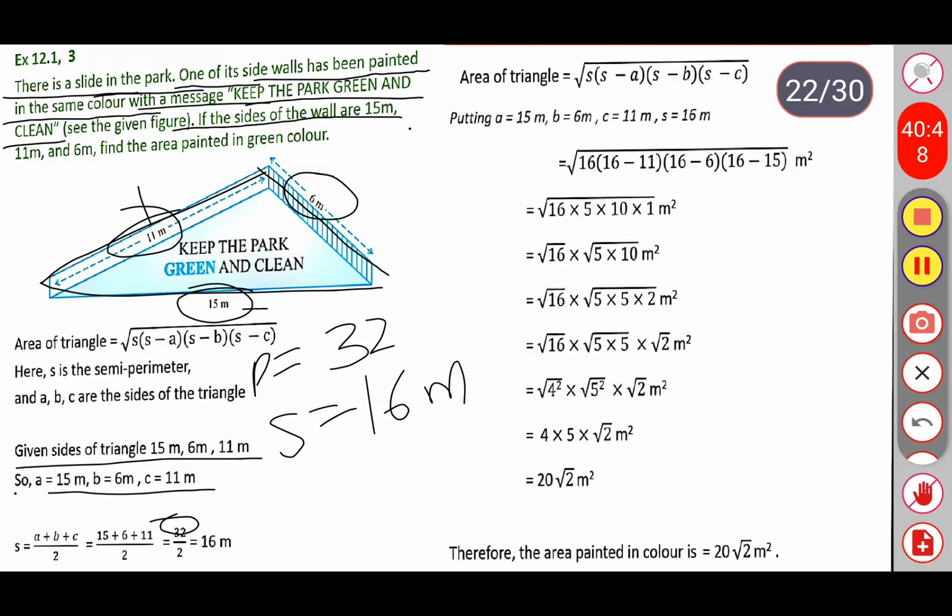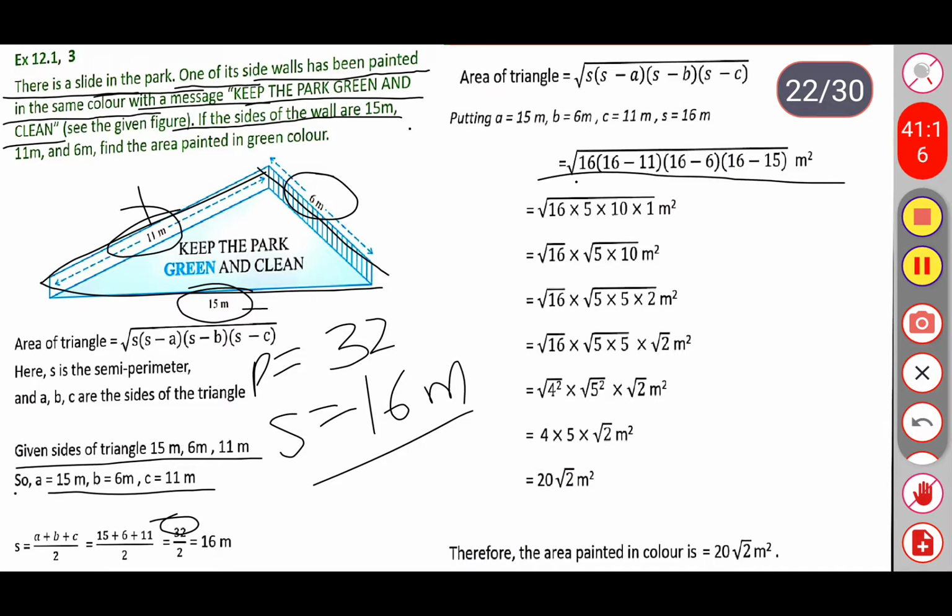The sum of these three sides is 32. Sum of the three sides is nothing but the perimeter of the triangle, and semi perimeter s is equal to a plus b plus c divided by 2, or s is equal to p divided by 2. So half of the perimeter is always semi perimeter. It means s is equal to 16 meter. Once you get the semi perimeter value, then substitute these values in the Heron's formula and simplify.